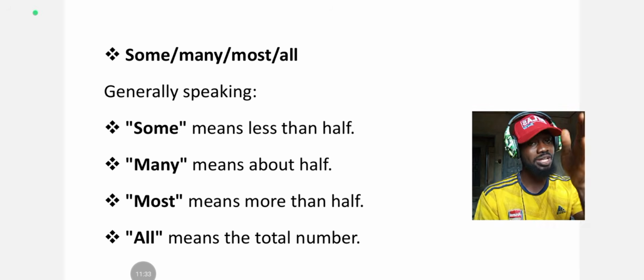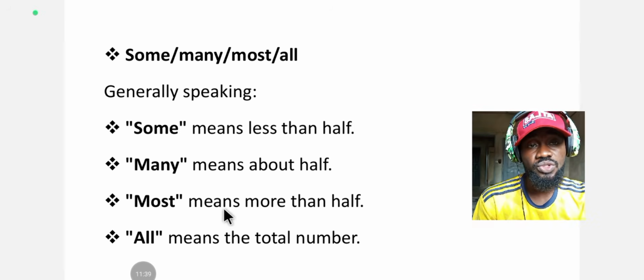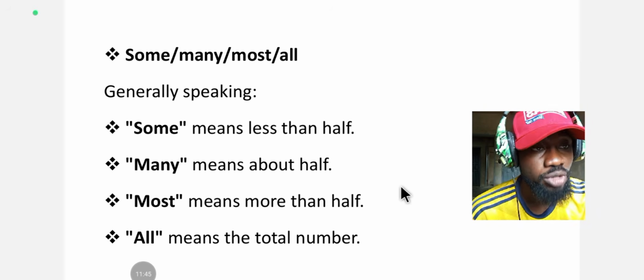So understand how to use all of them. Some, many, most, all. Understand how to use them. It's very, very common in JAMB UTME. So understand how to use them. Get ready for JAMB traps this year 2026.